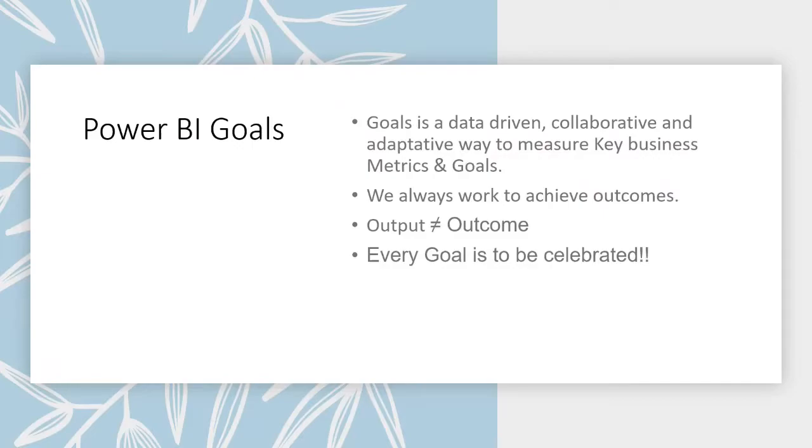And here the main difference between output and outcome is that they are not the same. Let's say, even if you worked 5 days on a specific code and it is helpful to 100 people, it means the outcome for that particular task is more than the output that you put into it. So the goal is a data driven, collaborative, and adaptive way to measure the key business metrics and goals. And every goal that we achieve in anything should be celebrated. So, hope you get some clarity about what we mean by goal.